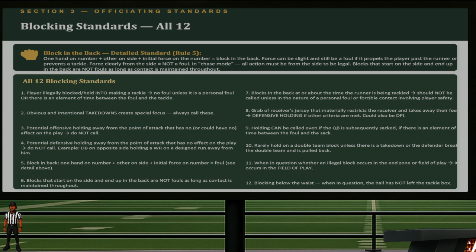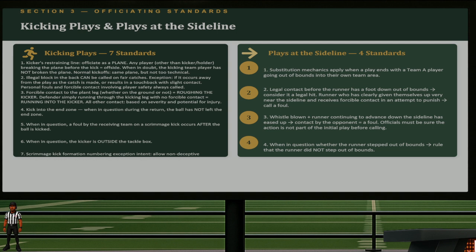Kicking plays. 7 standards. Standard 1. The kicker's restraining line on onside and short pooch kickoffs should be officiated as a plane. Any player, other than the kicker or holder, breaking the plane before the ball is kicked should be called for offside. When in doubt, the kicking team player has not broken the plane.